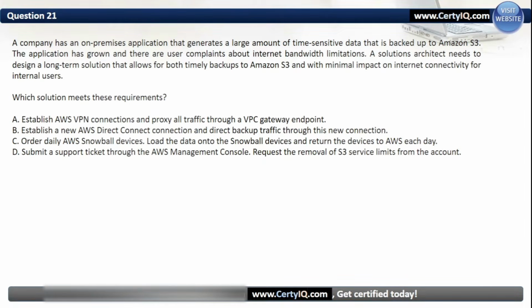Question 21. A company has an on-premises application that generates a large amount of time-sensitive data that is backed up to Amazon S3. The application has grown and there are user complaints about internet bandwidth limitations. A solutions architect needs to design a long-term solution that allows for both timely backups to Amazon S3 and minimal impact on internet connectivity for internal users. Which solution meets these requirements?